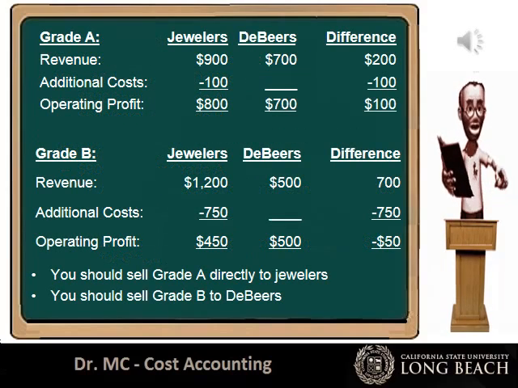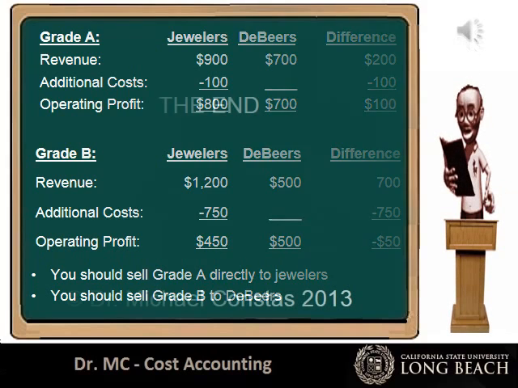As you can see in this table, you will make $100 more if you process the grade A diamonds and sell them directly to jewelers. On the other hand, you make $50 more if you sell the raw diamonds without processing them.